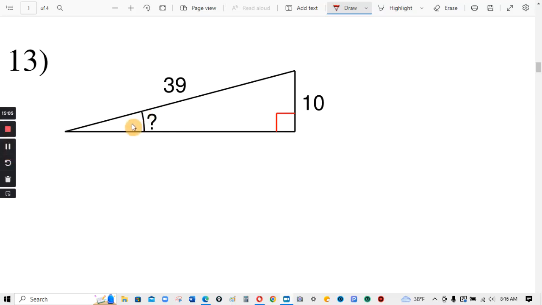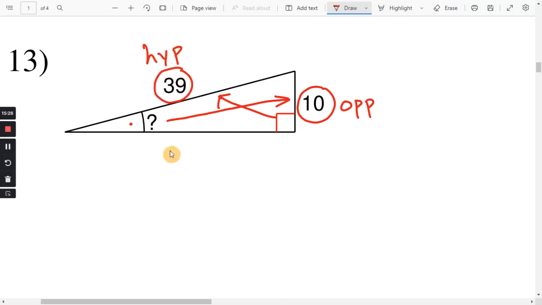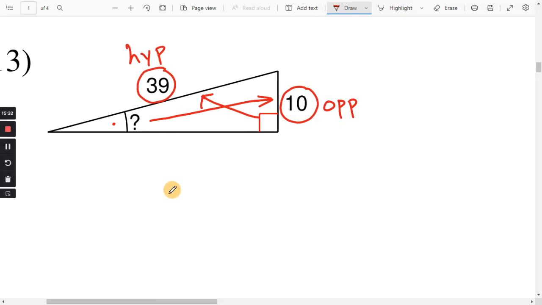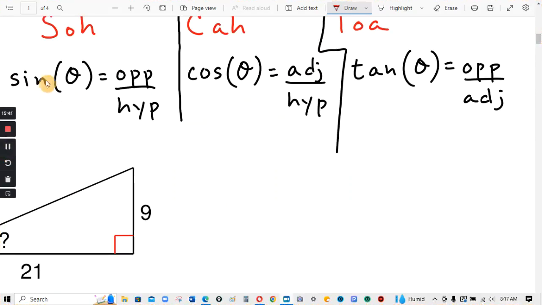All right, so look at your angle, the question mark that's being referenced. You go across from that angle to the side, and that side is your opposite. I'll abbreviate OPP. Across from the right angle is your hypotenuse. I'll abbreviate HYP. And this here is adjacent, but we don't have it, so we're not even going to use it. So we want to find the formula that uses opposite and hypotenuse. Okay, we see the formula that uses opposite and hypotenuse is the sine function. So the sine formula is the one we're going to use.